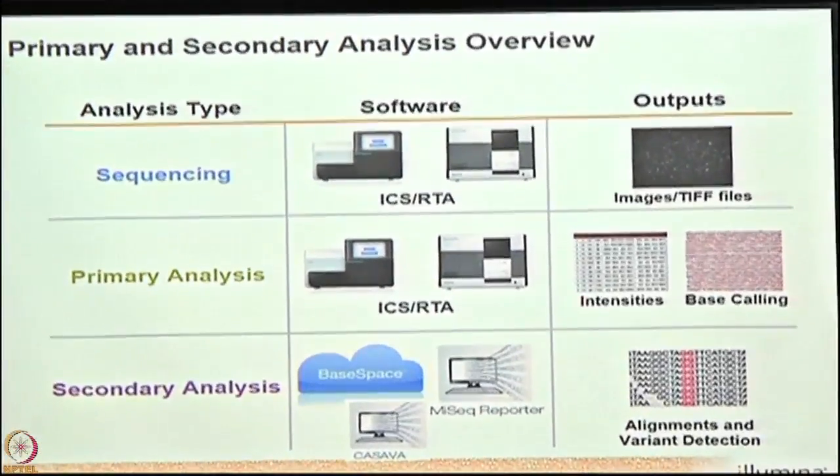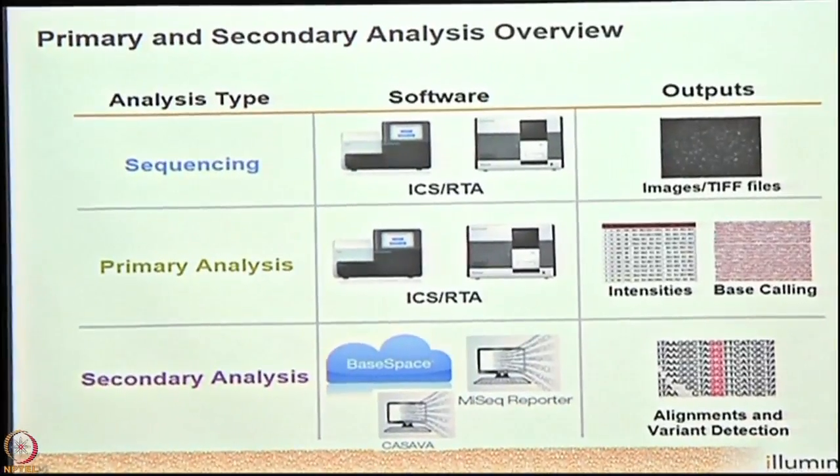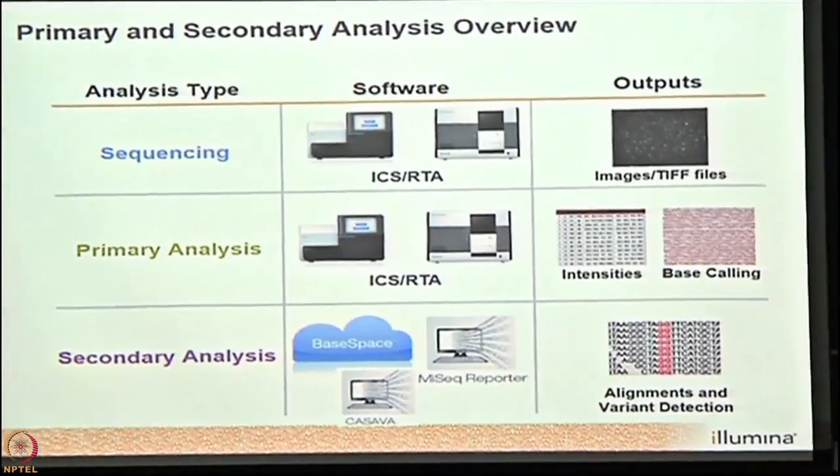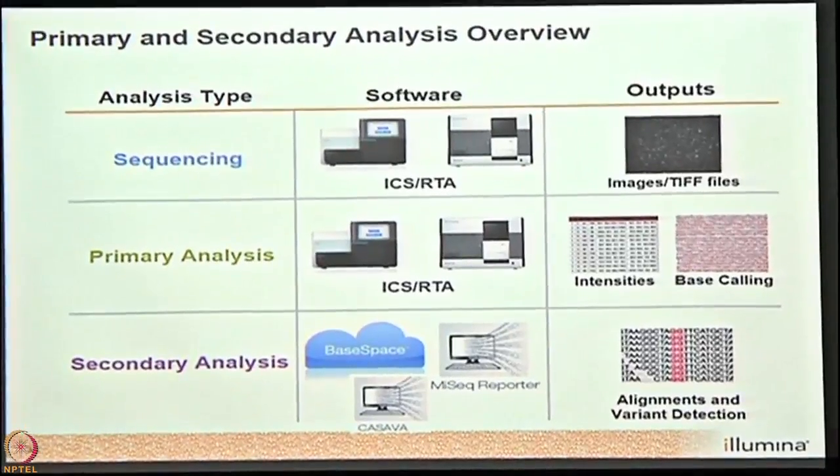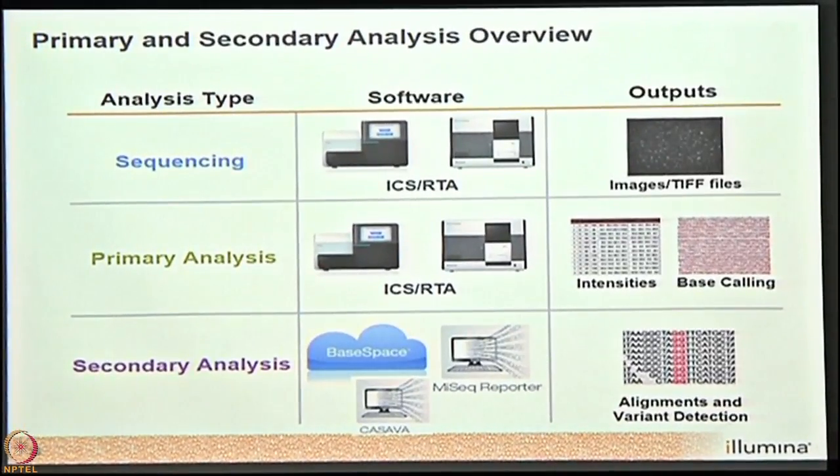There is a software called real-time analysis software. Once your bases are added, those are detected in real time, right? Once we are done with cycle one, you will get all the base calls file. So primary analysis happens with the help of the real-time analysis software. It extracts the intensities from the bases and converts those intensities into base calls. So we'll be getting .bcl files on board.